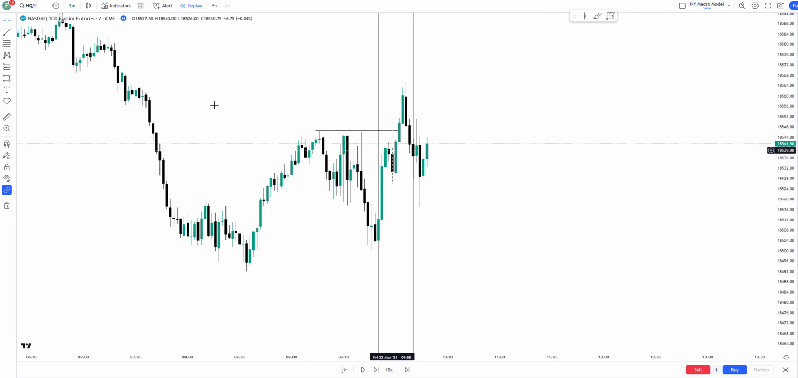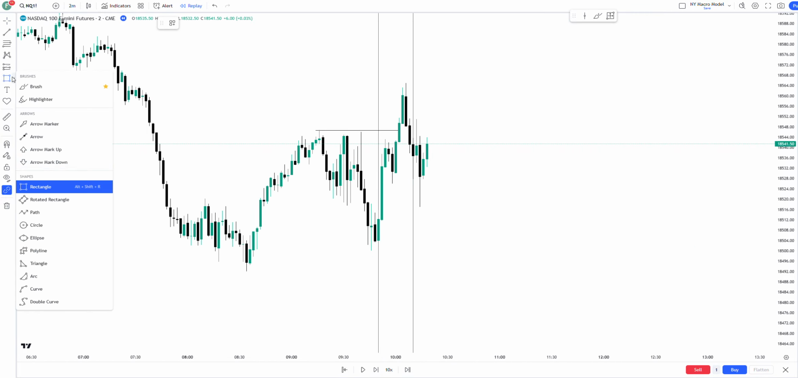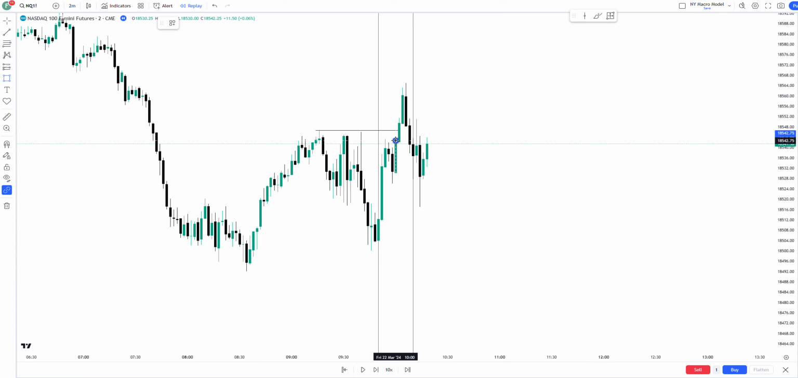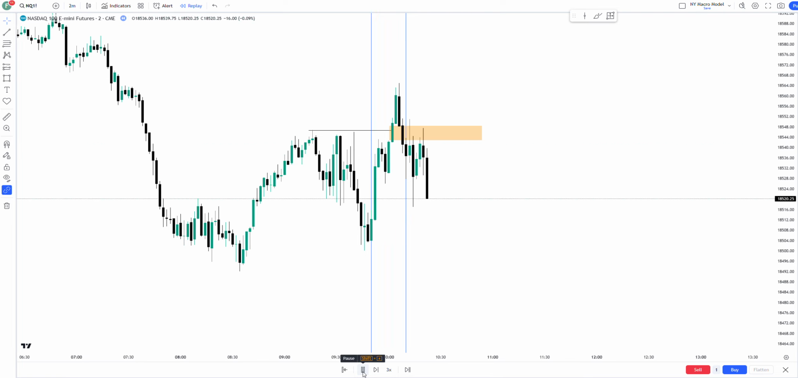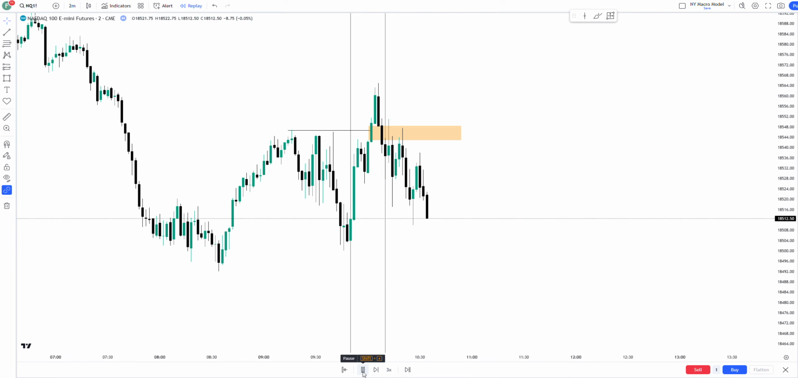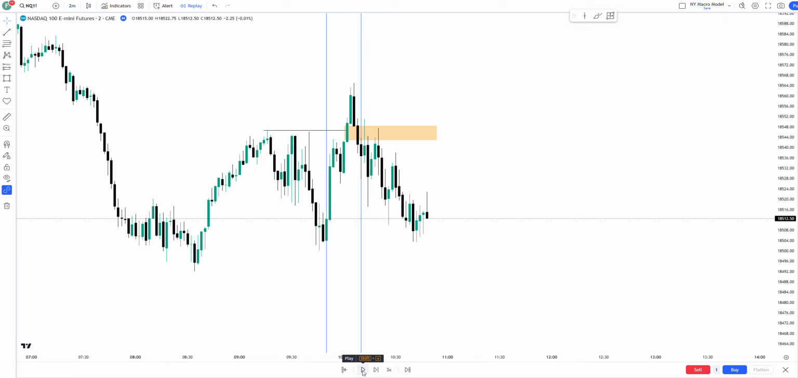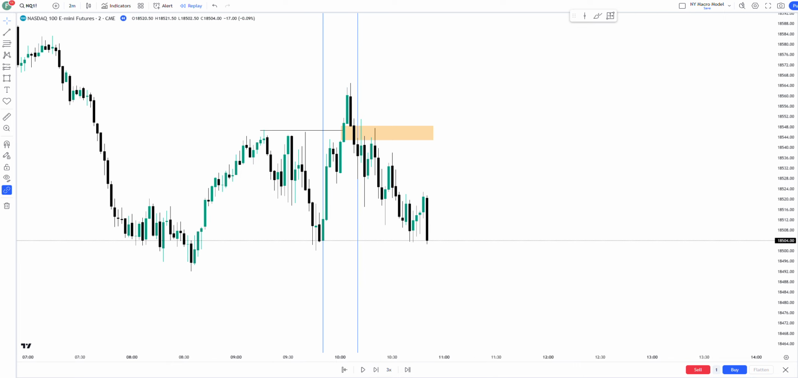Have a look at this. This inversion fair value gap now becomes your entry to go short. If we just play price out now, let's have a look at what price does. Do we get our 1 to 2 risk to reward? That's the question, because a lot of people say that's the magic number, like a 1 to 2. Well, let's have a look.